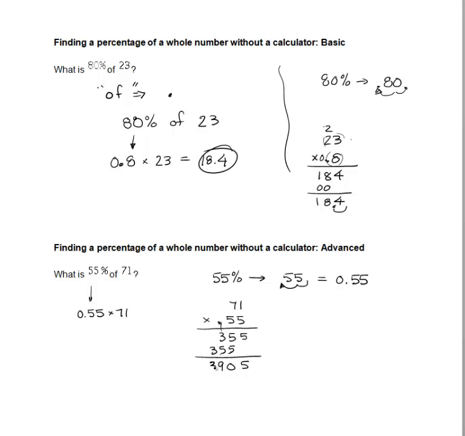And I have 3. Okay, so now I need to figure out how many decimal places I have. Well, I am 2 places behind the decimal in 0.55, and nothing with the 71, so I simply move it back 2 places. So my answer is 39.05. And that's my answer.